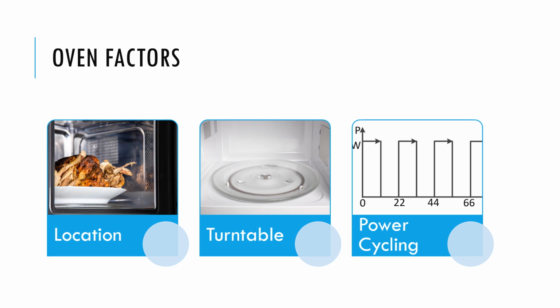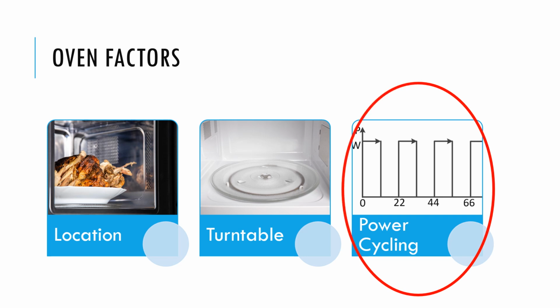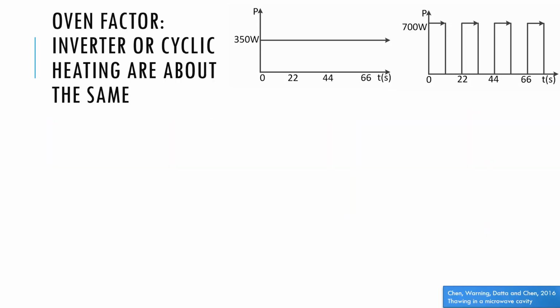Finally, we look at the effect of power cycling as an oven factor in the energy absorption inside the food in a microwave oven. What is power cycling and why do we do it? Suppose you have a 700-watt oven, but you need to do half the power. You need to run it at low power, like 50% power, 350 watt.